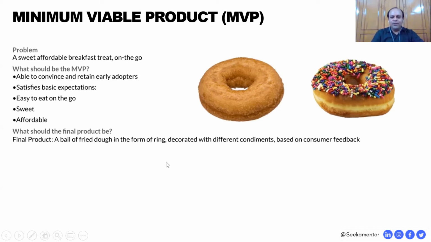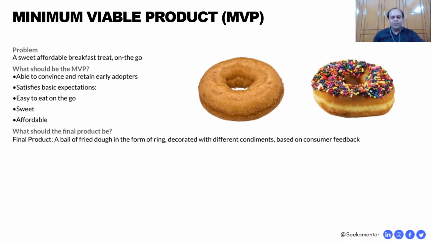For that purpose, suppose the customer wants to eat a donut, which, as per their expectations, should be sweet, it should be affordable, and they can consume it in the shortest amount of time. That is your MVP, because it satisfies the basic need of a customer. What was the basic need? It should be sweet, it should be affordable, it should be ready to eat, and it should be easy to carry, so you can eat on the go as well.